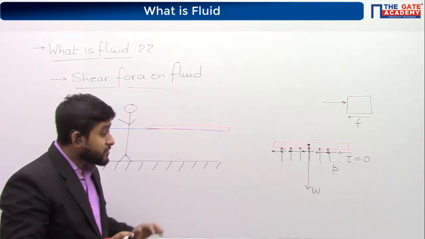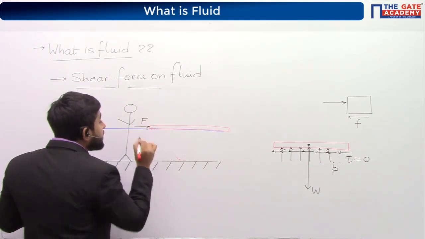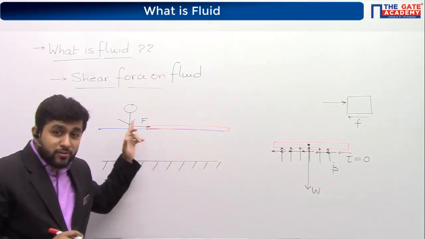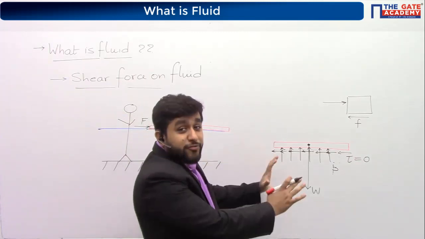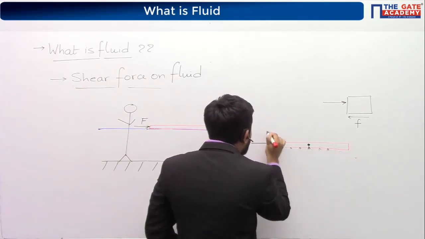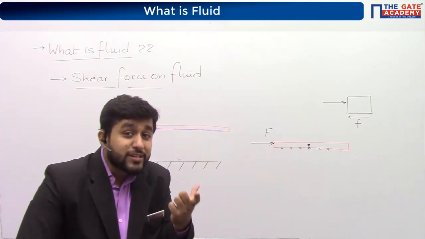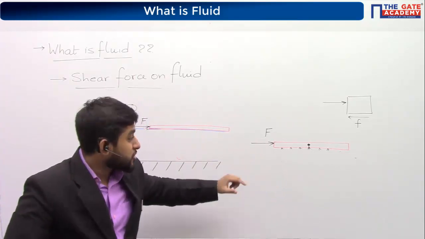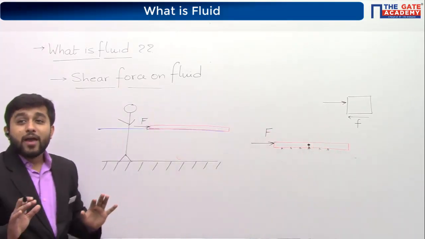Now Newton said, let us do one thing: let us start pushing this plate ahead with a constant force F. So he started pushing the block with a constant force F. Initially the body was at rest, that means the net force on the body is 0. But now he has started applying an additional force F. So the net force is equal to mass into acceleration. What will happen to the plate? The plate will start accelerating. Am I correct?